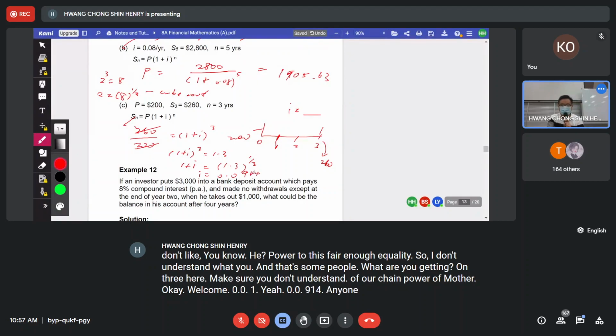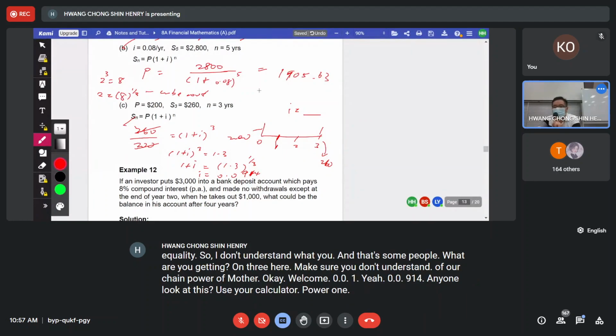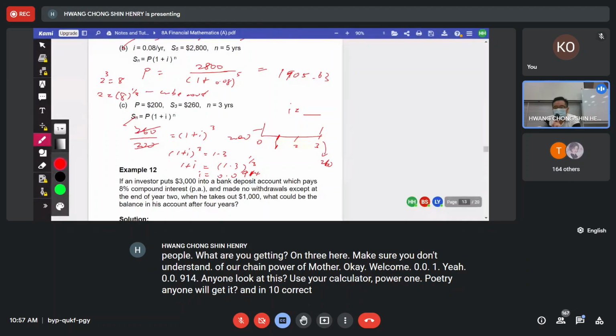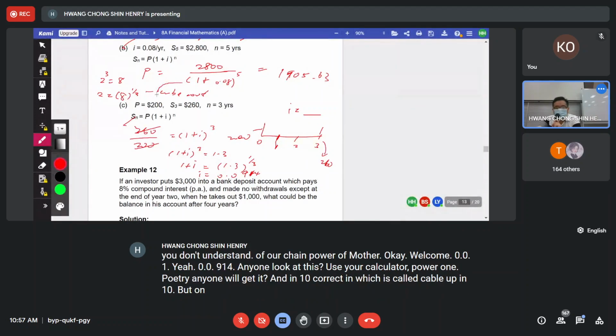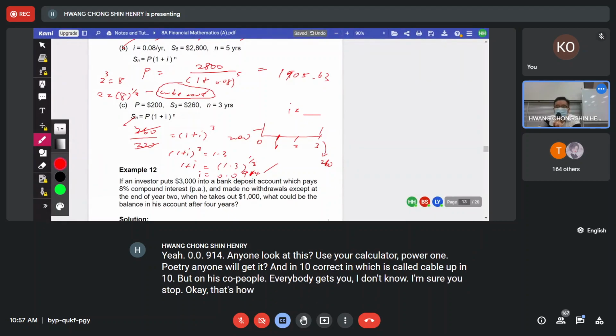Anyone look at this? Use your bracket calculator, power of 1 over 3. Anyone look at that? Chen, correct. Cube root. This is called cube root, everyone. Anybody get this? 0.0914. Make sure you use calculator, power of 1 over 3. Okay?